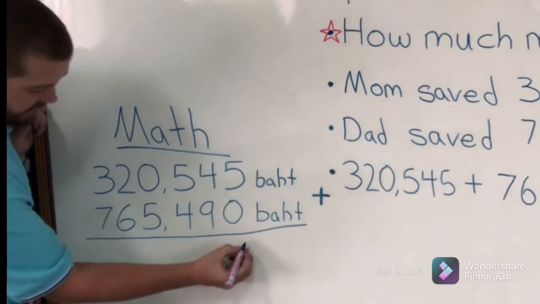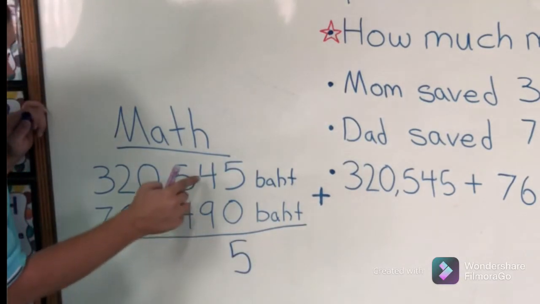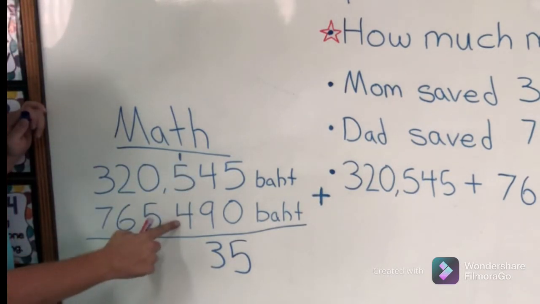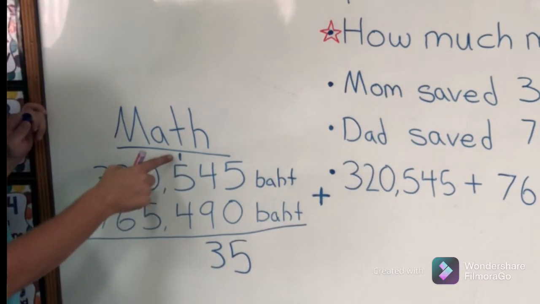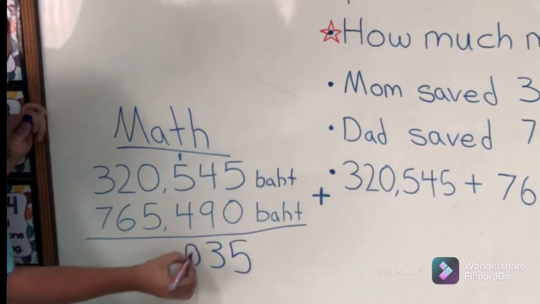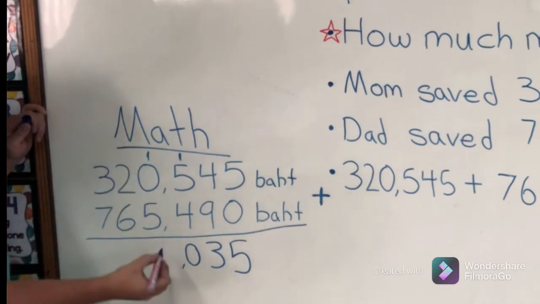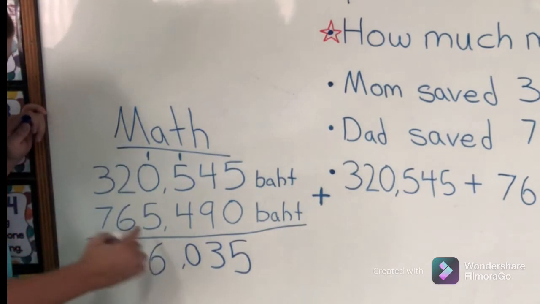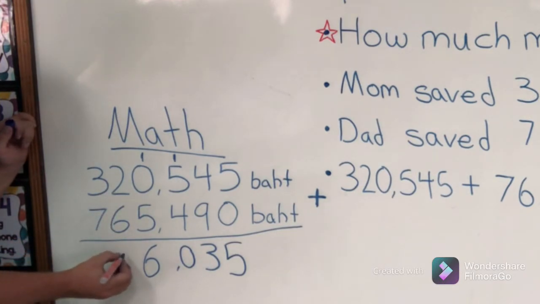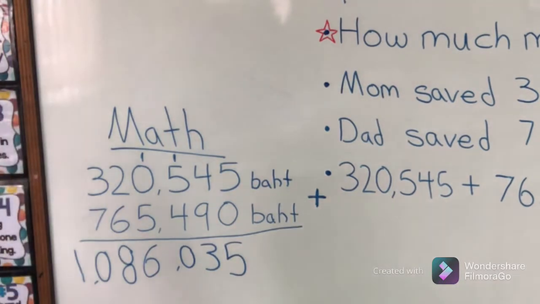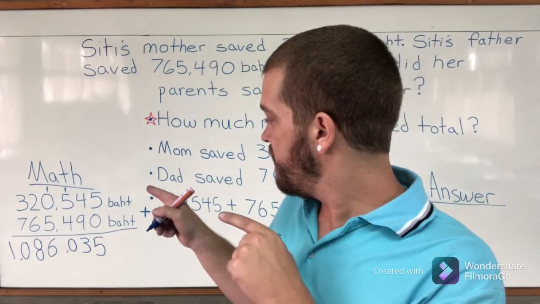5 plus 0 is 5. 9 plus 4 is 13. We need to carry the 1. 4 plus 5 is 9. Plus 1 more is 10. So we're going to put a 0, comma, and carry the 1. 5 plus 0 plus 1 is 6. And then 2 plus 6 is 8. And then 7 plus 3 is 10. So we're going to put a 0 here and a comma, and our 1 is going to move to the millions spot.